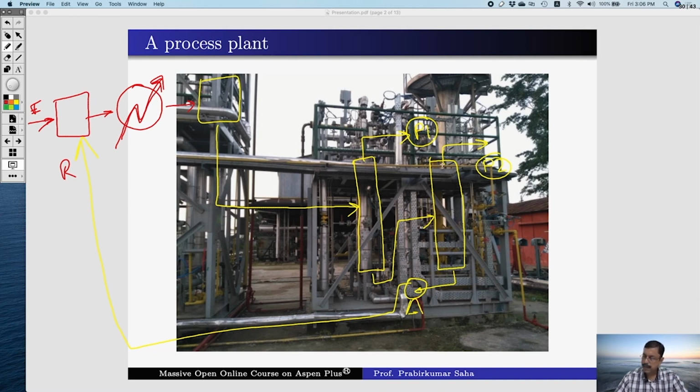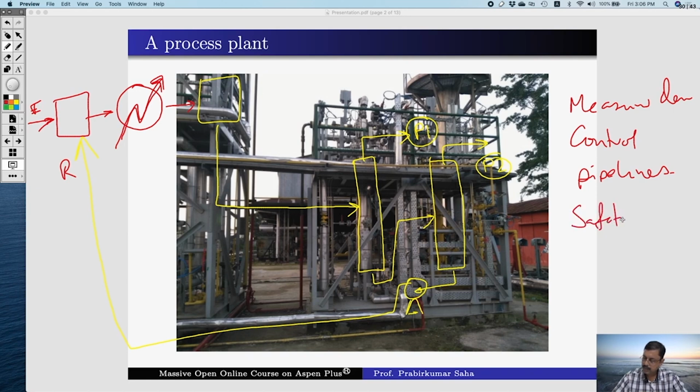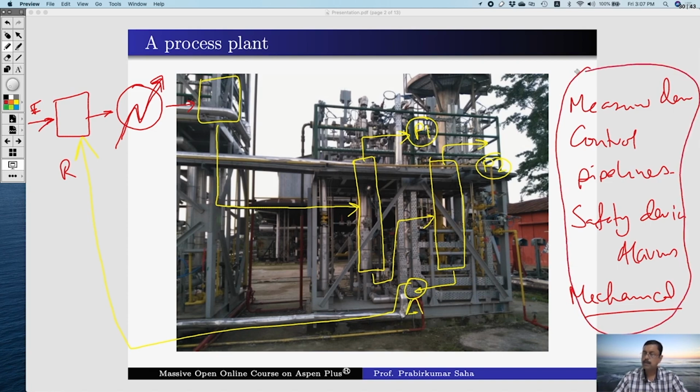Now, in addition to this main equipment, there are plenty of other ancillary equipments and devices such as measuring devices, control system units, various pipelines, safety devices and alarms, and there are mechanical structures as well which are necessary to build these process units. Now for the time being, these are not important for the focus of our discussion. We pick and choose only these 6 units because these are the principal units.